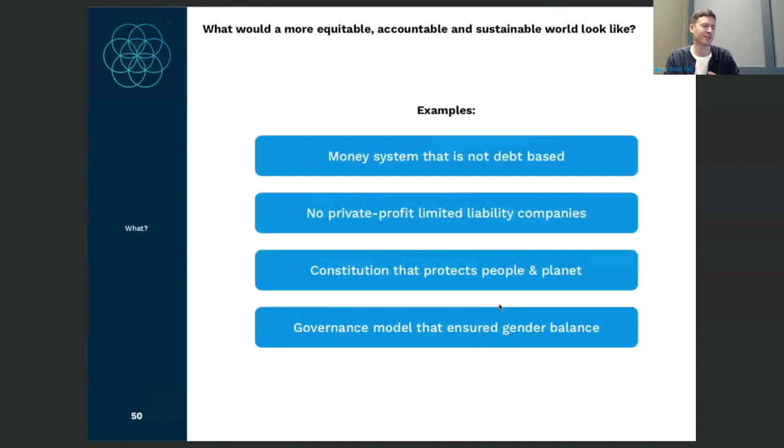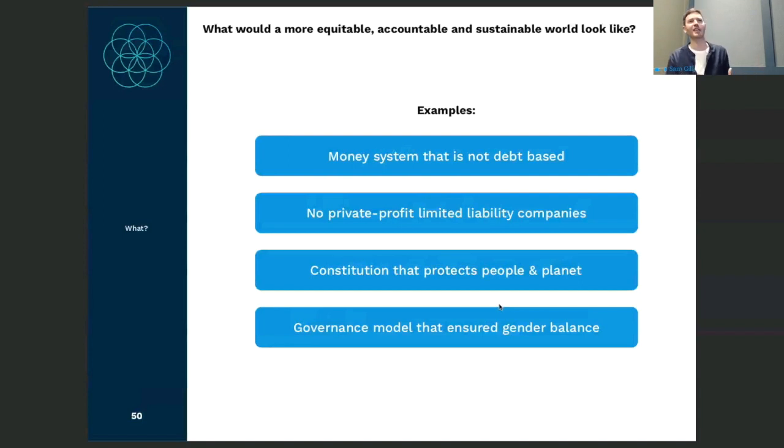Okay, so here are just a few examples of what a more equitable, accountable and sustainable world might look like if we were thinking about a governance model that was designed to, as I say, not simply repeat the same problems. So having a money system that is not debt-based and not interest-bearing would go some way to solving some of those issues. Having companies that were not for private profit, didn't have limited liability.